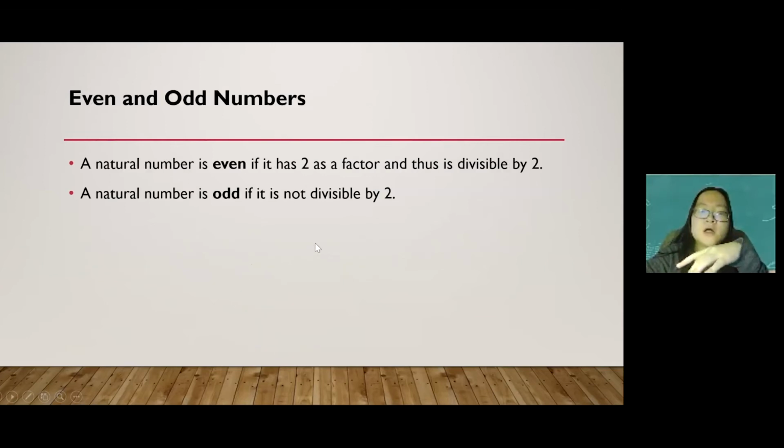Okay, now even odd numbers. A natural number is even if it has 2 as a factor and thus is divisible by 2. A natural number is odd if it is not divisible by 2. I'm sure you guys know even odd.